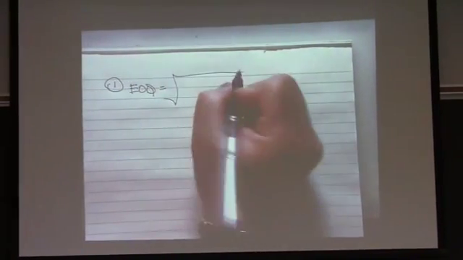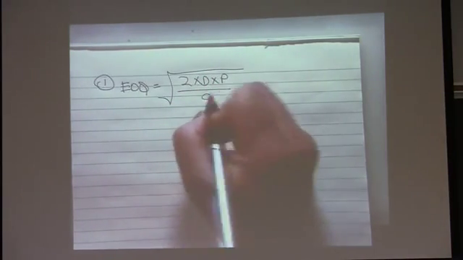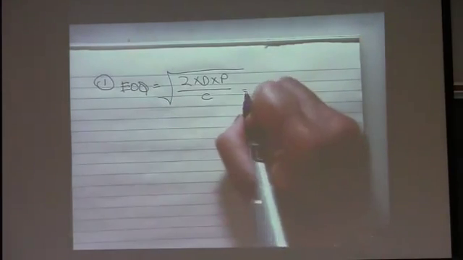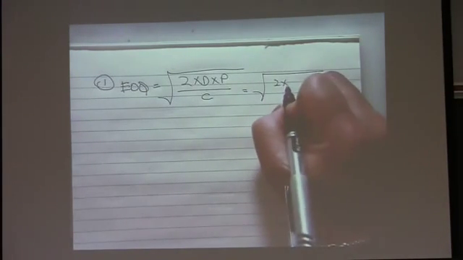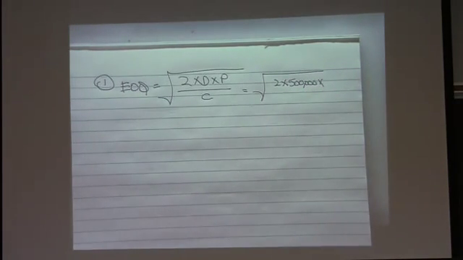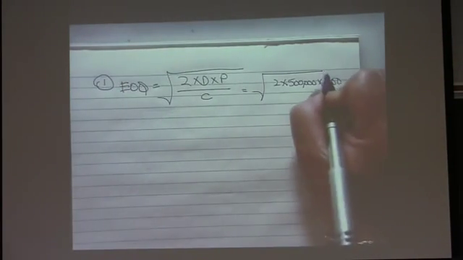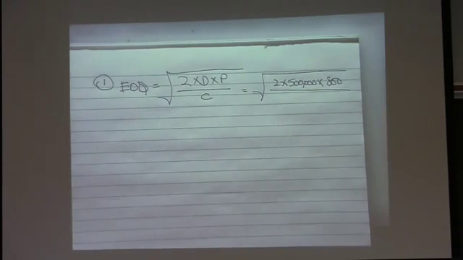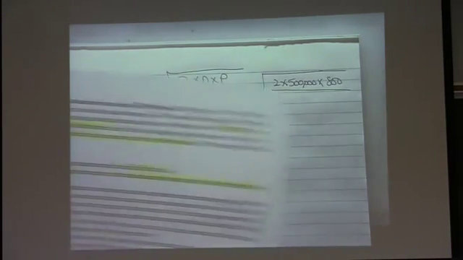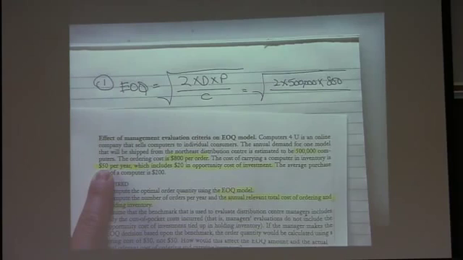So we know EOQ is the square root of 2 times D times P over C. The demand is 500,000, and the ordering cost, which is P, is $800 per order, divided by the cost of carrying the inventory, which is $50.